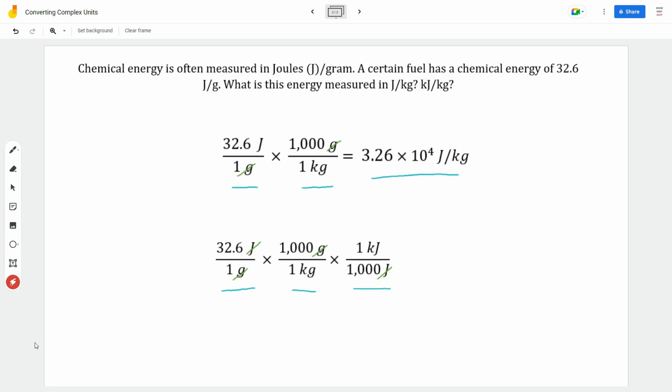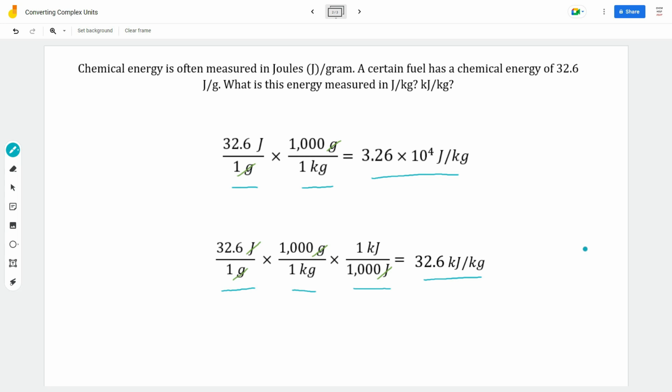Now you can think about this math in 2 ways. You can grab your calculator, take 32.6, multiply by 1,000 and then divide by 1,000, or you can see that 1,000 divided by 1,000 is just 1, which means our answer is 32.6 kilojoules per kilogram. Again, it doesn't matter if you do this on your calculator or you just recognize that 1,000 over 1,000 is 1, you are going to get to the same place.